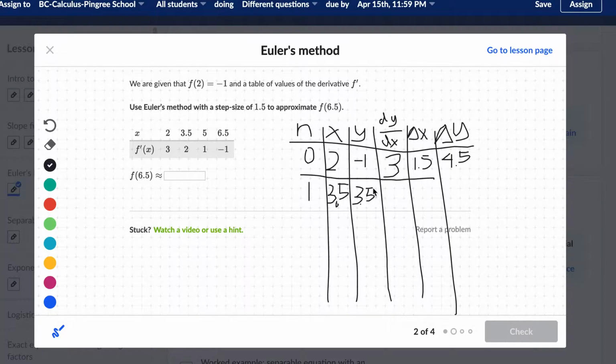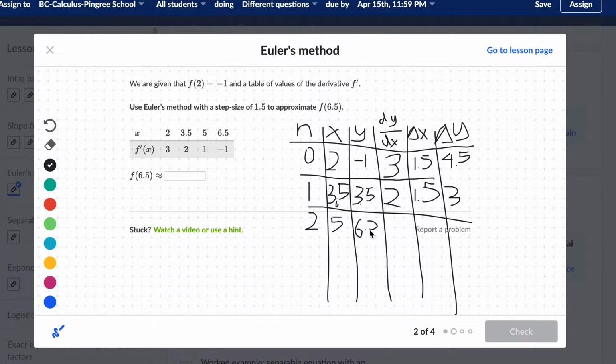Okay, and now I just repeat the process. I look up what is the slope. The slope or the derivative right here is 2. And so I'm going to put that in right there. I'm going to multiply that by 1.5. And I get 3. So that's my change in y. Again, this is going up to the second step. I'm at 5. It's going to be going up from 3.5 by 3 to 6.5.